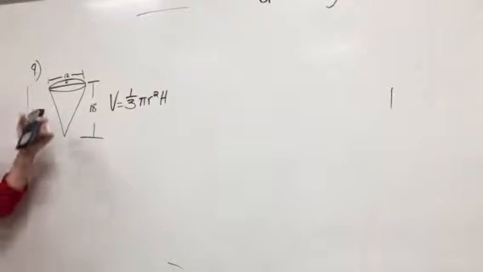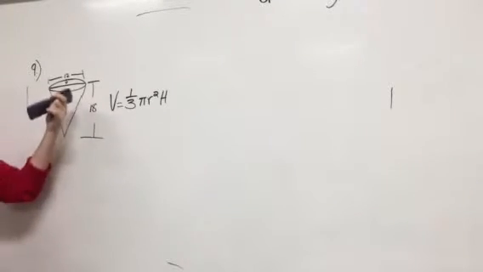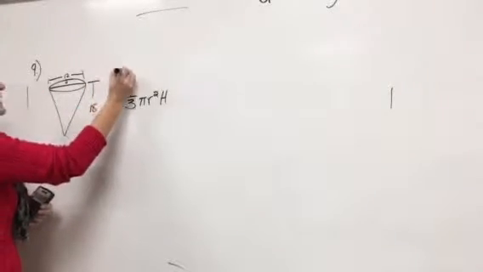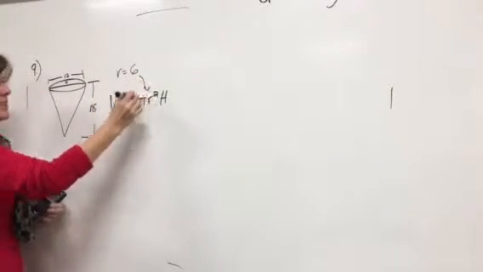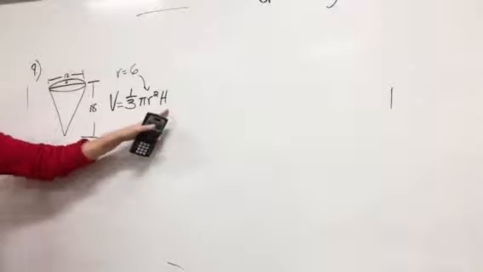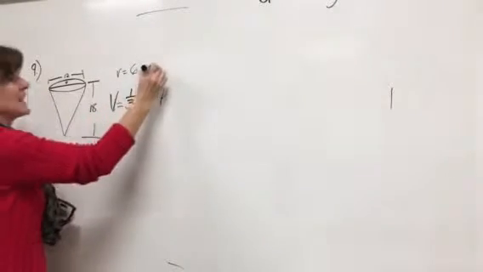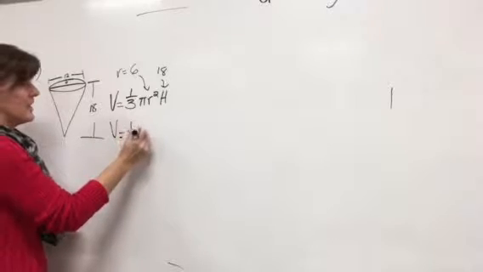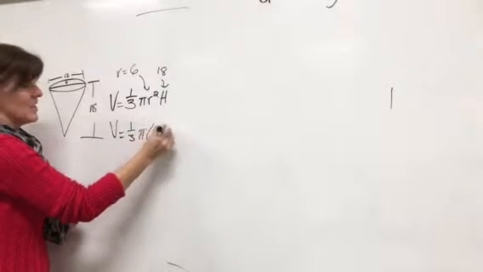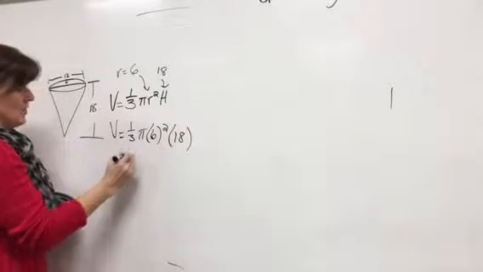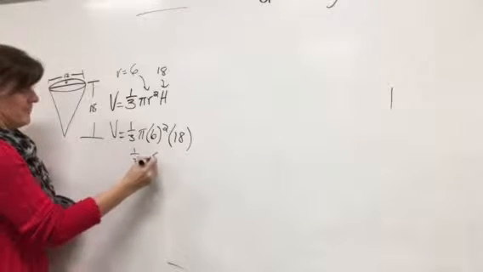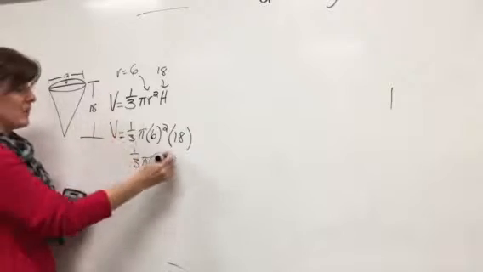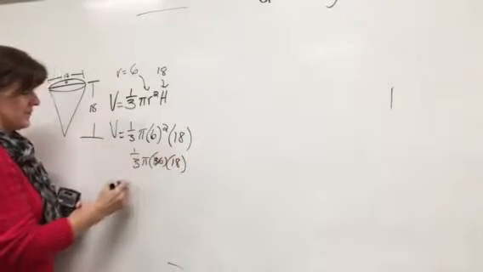So if diameter is 12, what is radius? 6. Good, it's half of that. So I'm going to put radius equals 6. All I have to do is plug 6 in there, and what is h? 18. Yeah, so I plug 18 in there. Volume equals 1/3 pi 6 squared times 18. 1/3 pi, whoops, this is 36. Remember, you always do the exponent first, times 18.